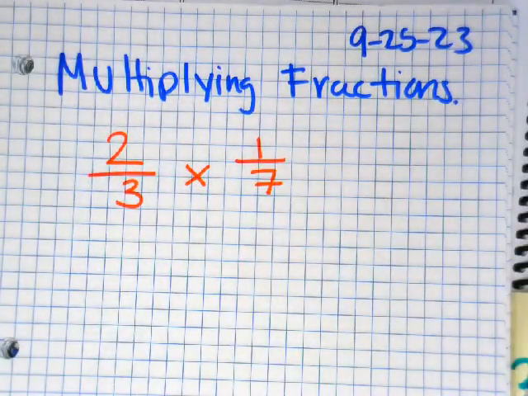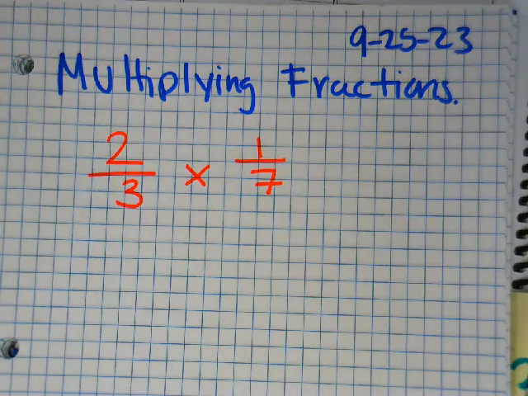Now, the beauty about multiplying fractions is that you don't need a common denominator. The work is a lot easier. The work is very easy compared to adding and subtracting. Does anybody remember how to multiply fractions? Multiply straight across. Bingo. Multiply straight across.